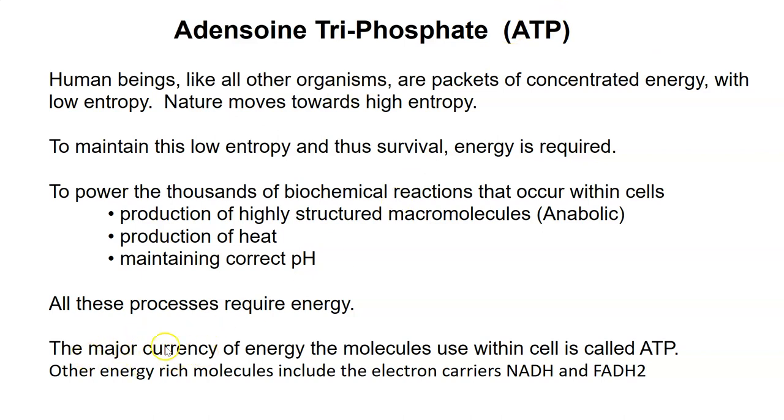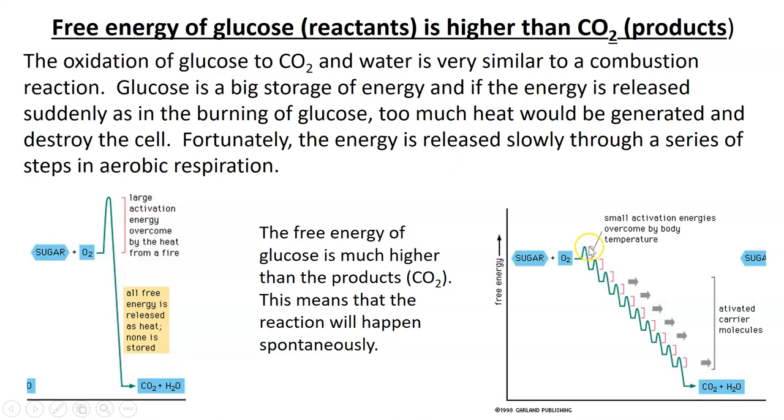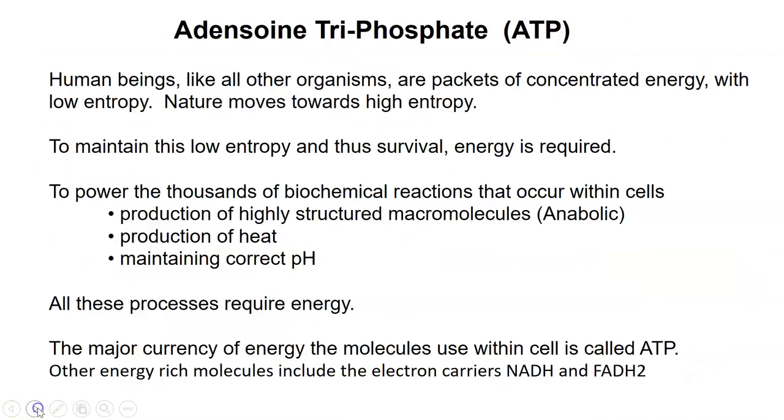Now, the major currency of energy is ATP, but there are other energy-rich molecules such as NADH and FADH2. These are what we call electron-carrying molecules in the context of cellular respiration. If I go back one slide, can you see over here? We're oxidizing the glucose molecule, so we're basically extracting high energy electrons, and eventually we get low energy electrons. It's these molecules, NAD and FAD, that allow for the carrying of these high energy electrons. They themselves are energy-rich molecules because they carry high energy electrons, which are passed from the oxidation of glucose.